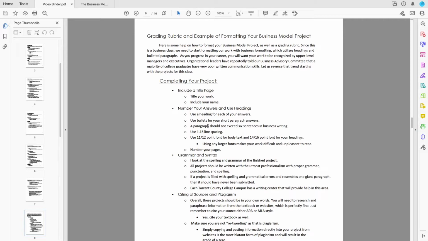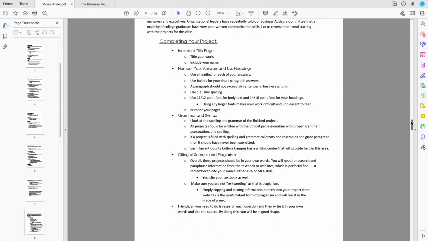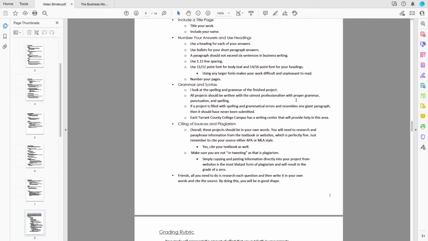They're almost looking at it like a blueprint. A paragraph in business writing should never ever exceed 6 sentences. 6 would be the max, and then you have a new bulleted paragraph for your new idea. You can make the paper as long as you want, but it needs to look appealing to read. All right. Again, think about this as the final step of your interview for that job that you always wanted. Number your pages, grammar and syntax, absolutely.